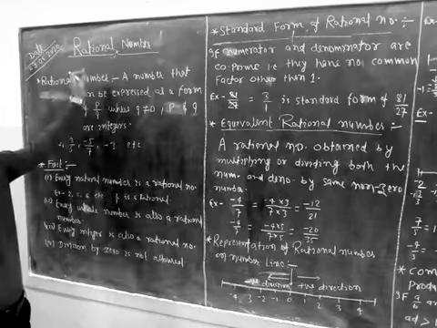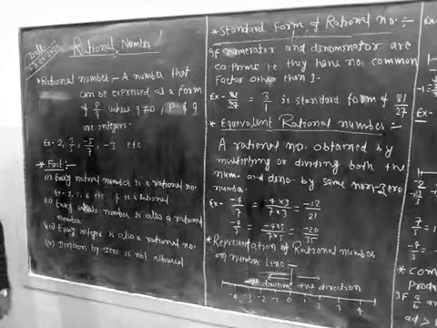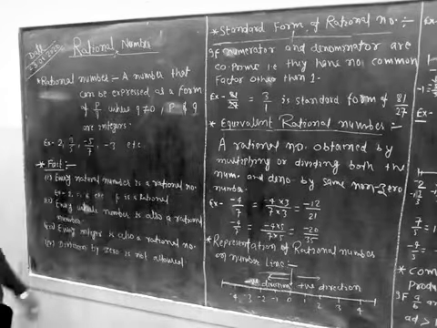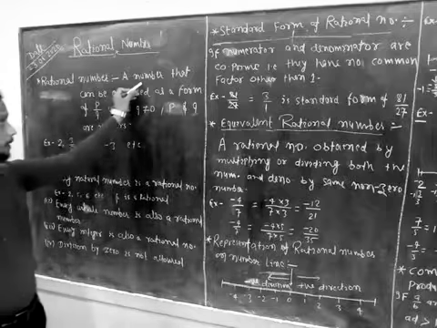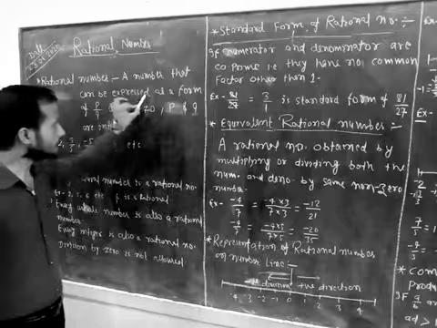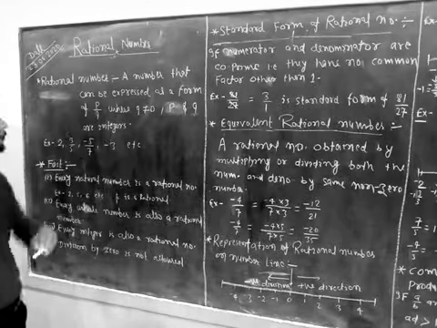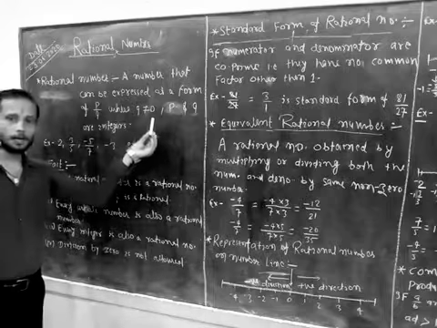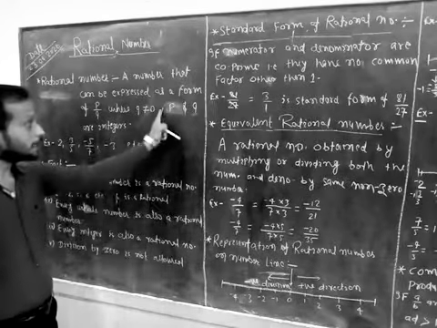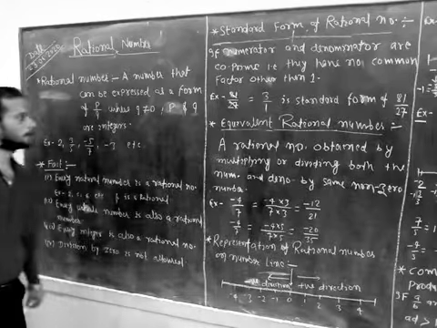Class 7, Chapter 4, Rational Numbers. First of all, the question arises: what is a rational number? A number that can be expressed in the form p by q, where q is not equal to 0 and p and q are integers.